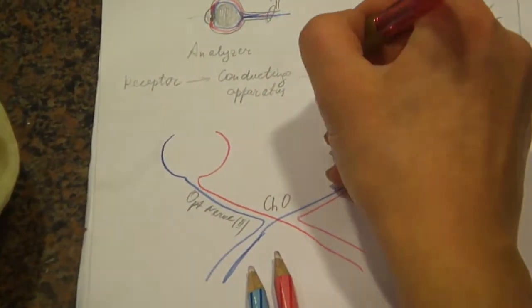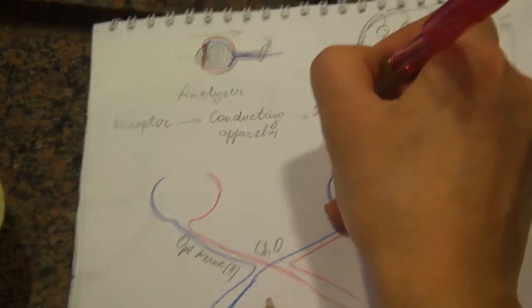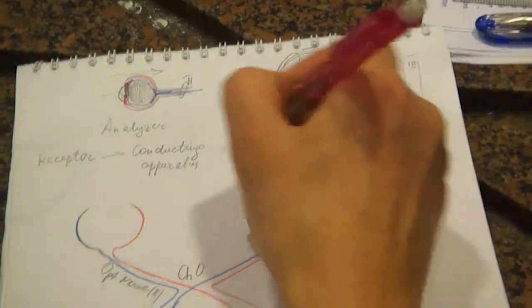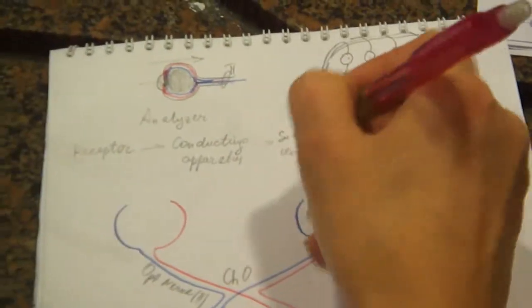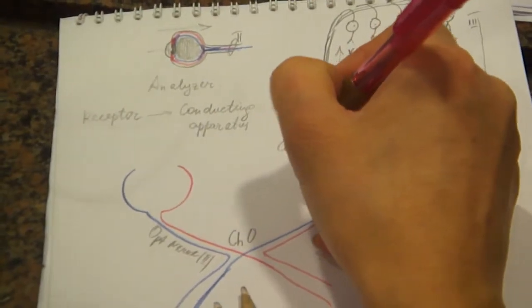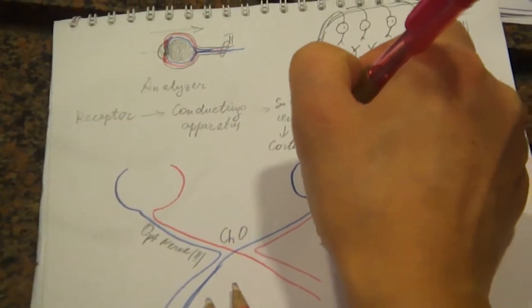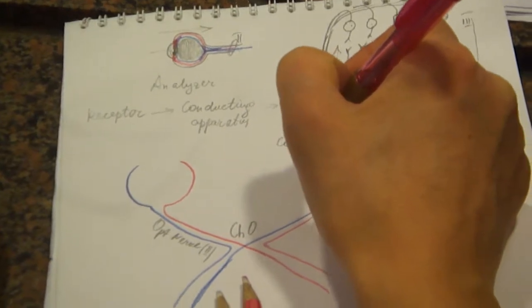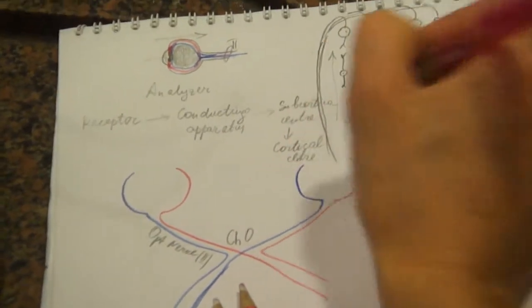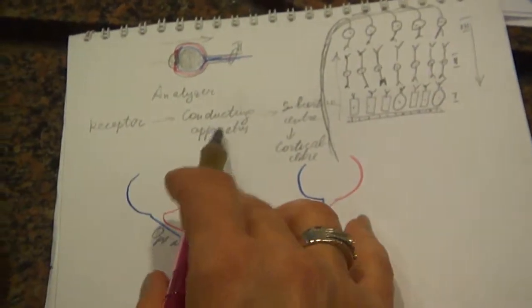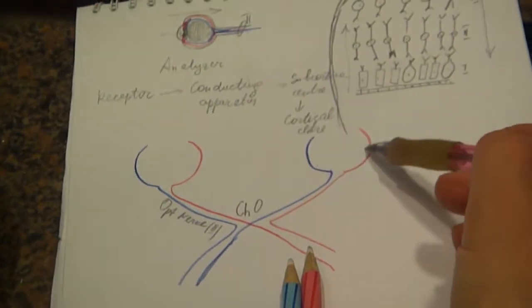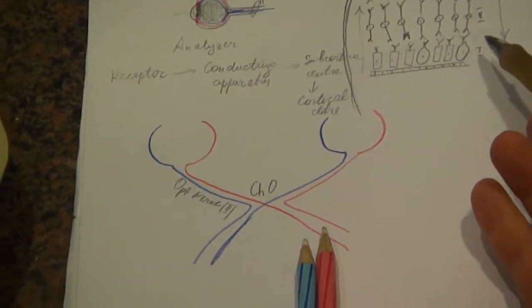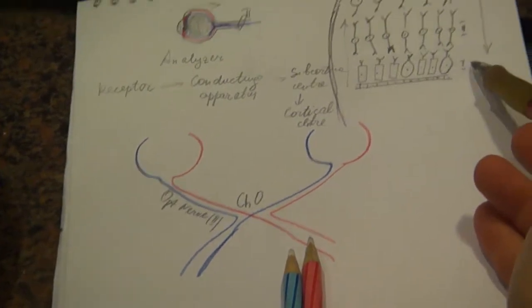Then subcortical center. And then cortical, where the analysis occurs, the cortical center. Receptor, conducting, where are the receptors here? Where are receptors? Rods and cones.